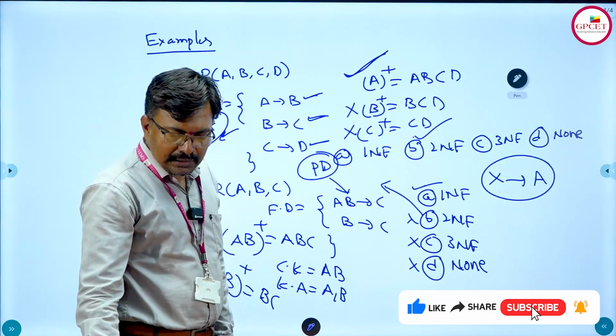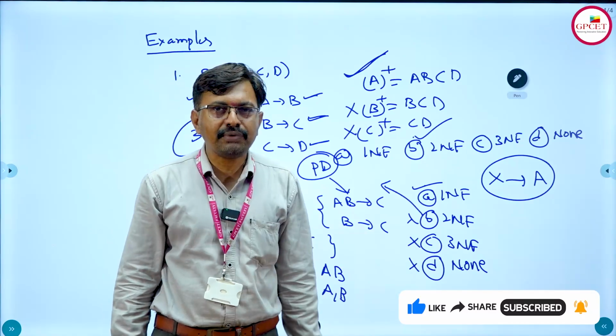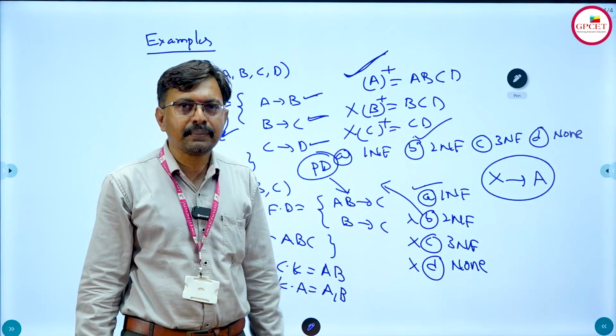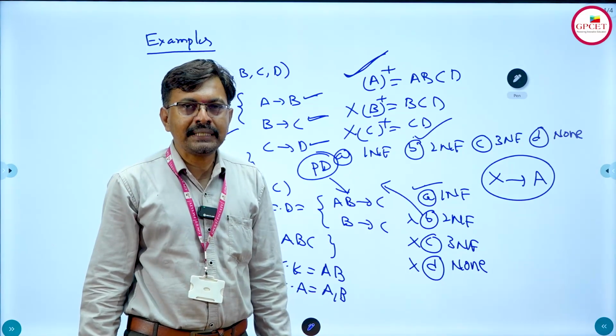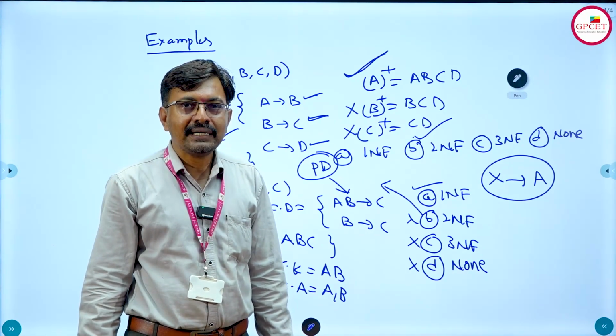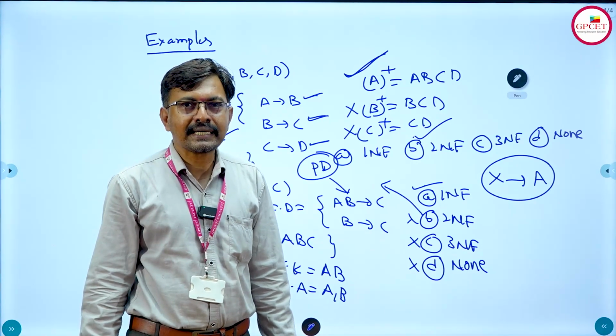Okay, today we covered Boyce-Codd normal form and the difference between BCNF and 3NF. I hope you are able to understand everything. In the next class, we will see dependency preserving, with simple examples. Thank you.